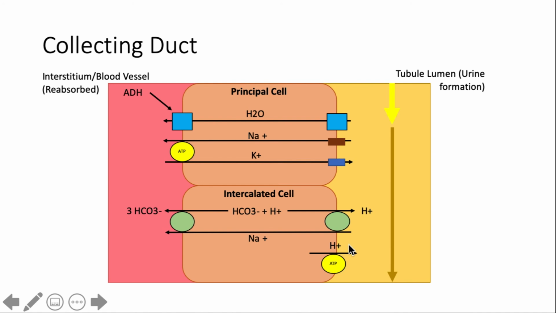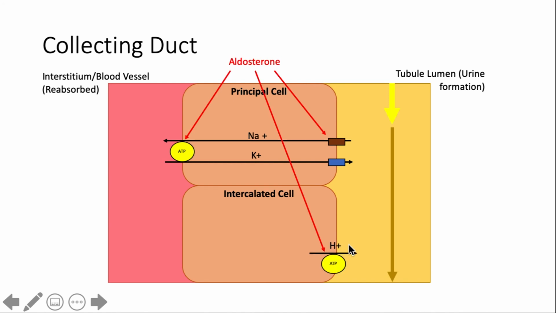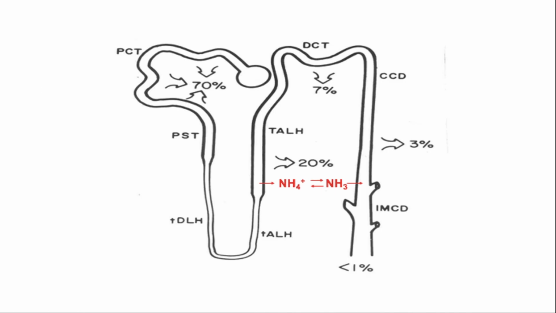So I want you to pay attention to where aldosterone is acting. This is the ENaC channel, the sodium potassium ATPase pump, and the hydrogen pump. So I've removed everything else so you can see it clearly. That's our second hormone that allows for more sodium and water reabsorption.